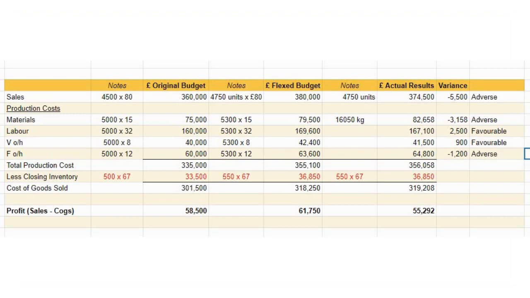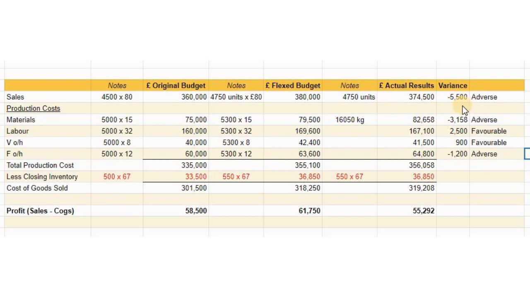Welcome to part 2 of the video on flexed budgets and basic variances. In this video we should be able to go through perhaps all, but if not all, some of the variances that we've found from the previous video on this table showing the flexed budget and the actual results and the variances that have resulted. And so the first variance to take a look at is the sales variance.